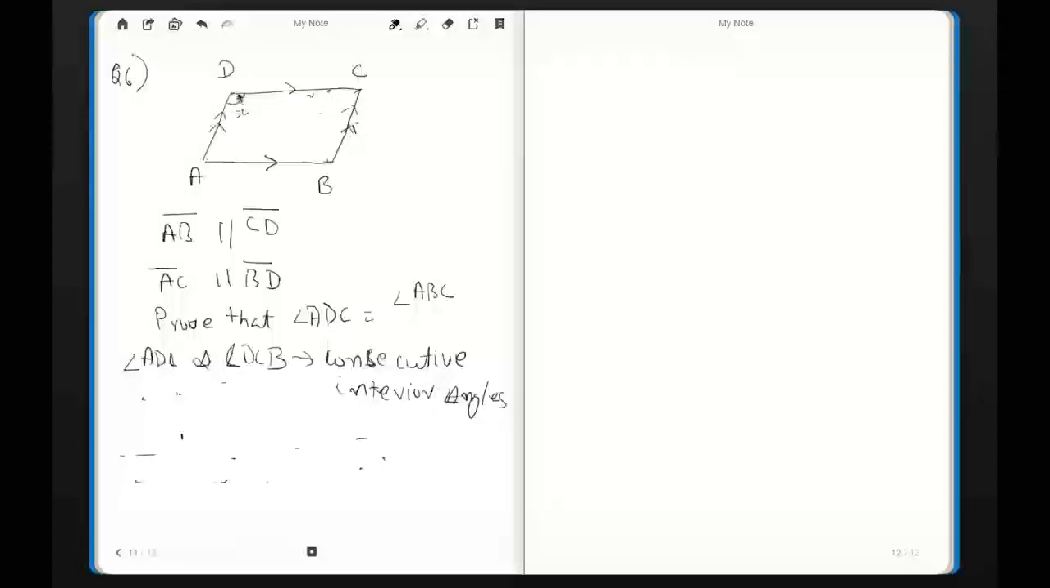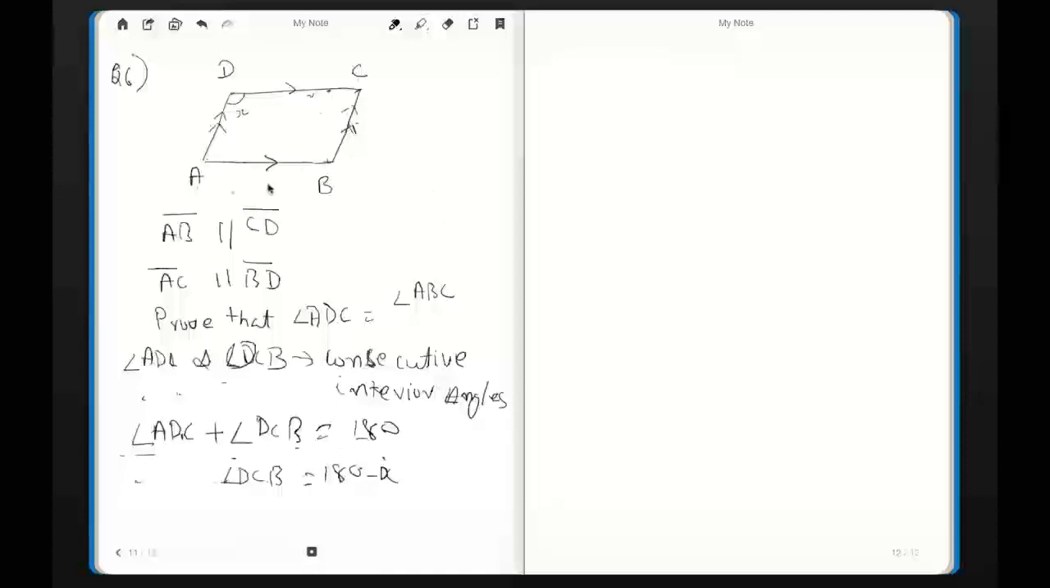Right? They are consecutive interior angles. If you consider CD as a transversal and these two are parallel lines, then these two angles are consecutive interior angles. Right? And hence angle ADC plus angle DCB should be equal to 180 degrees, which basically means angle DCB is equal to 180 minus X. Correct? 180 minus X. Alright.